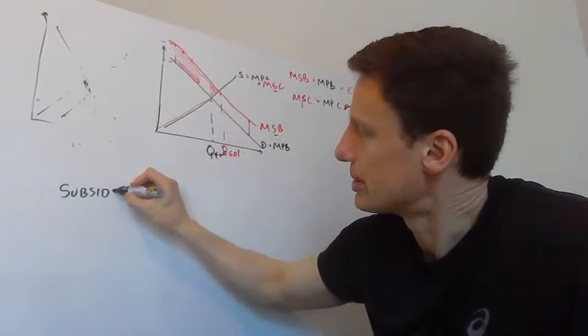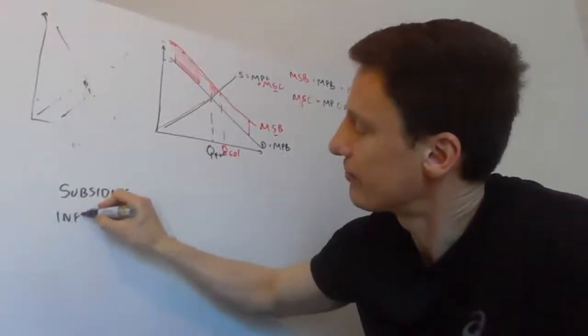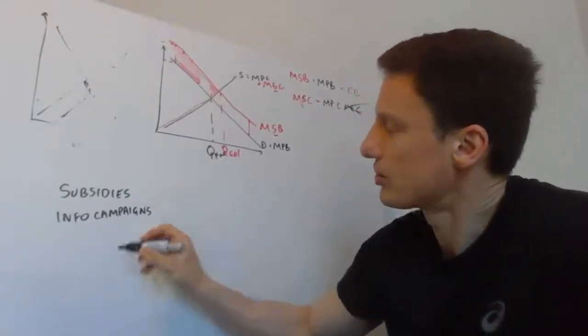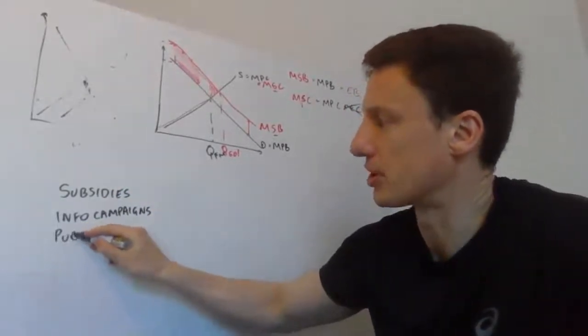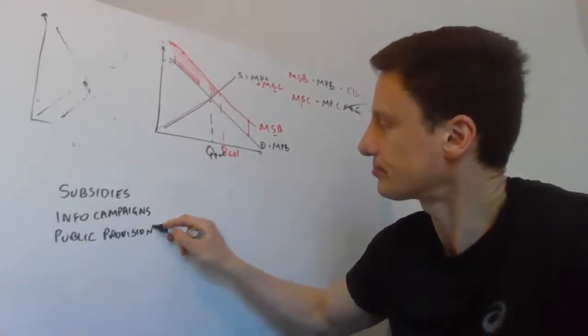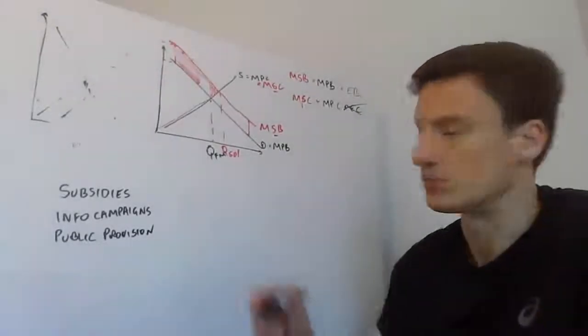Possible solutions would be subsidies. You could also talk about info campaigns, or you could also talk about public provision, state provision, providing it for free. Okay, we'll take them one at a time. And if you remember what I said, I always like to draw these one on top of the other.